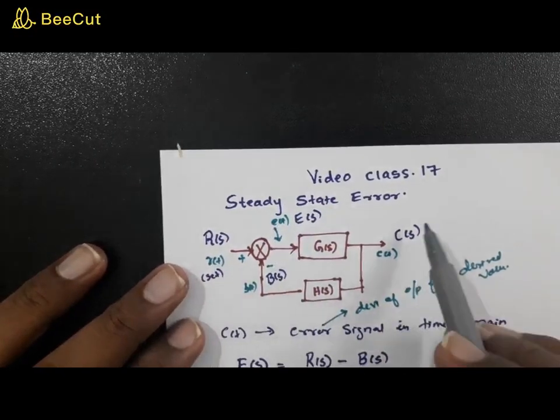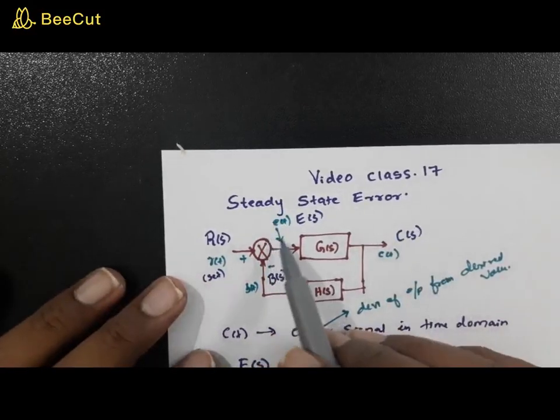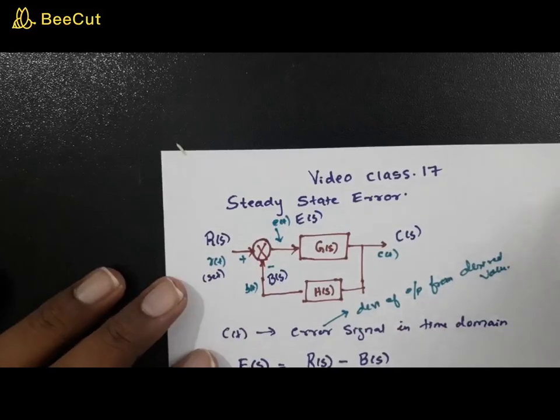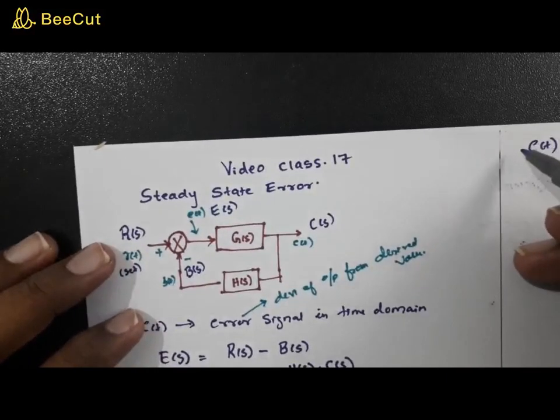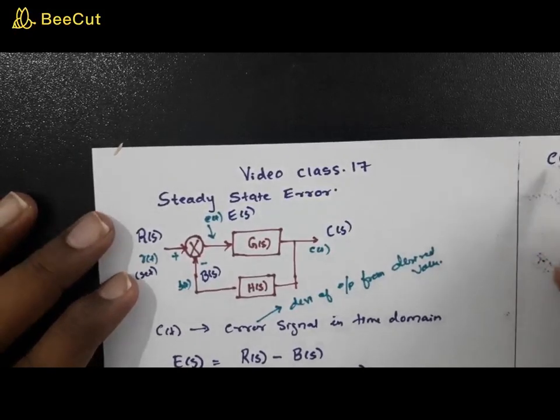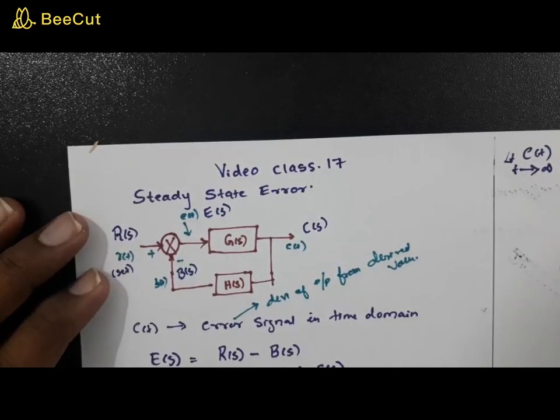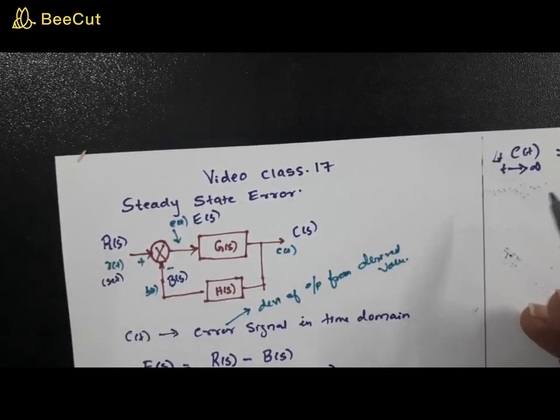Now when can you say that the error is controlled? The error is said to be controlled when it becomes equal to 0. Once the system is switched on, the steady state error can be represented as the limit as t tends to infinity of e(t). This is how you represent the steady state error in the time domain, that is, the error as t tends to infinity.